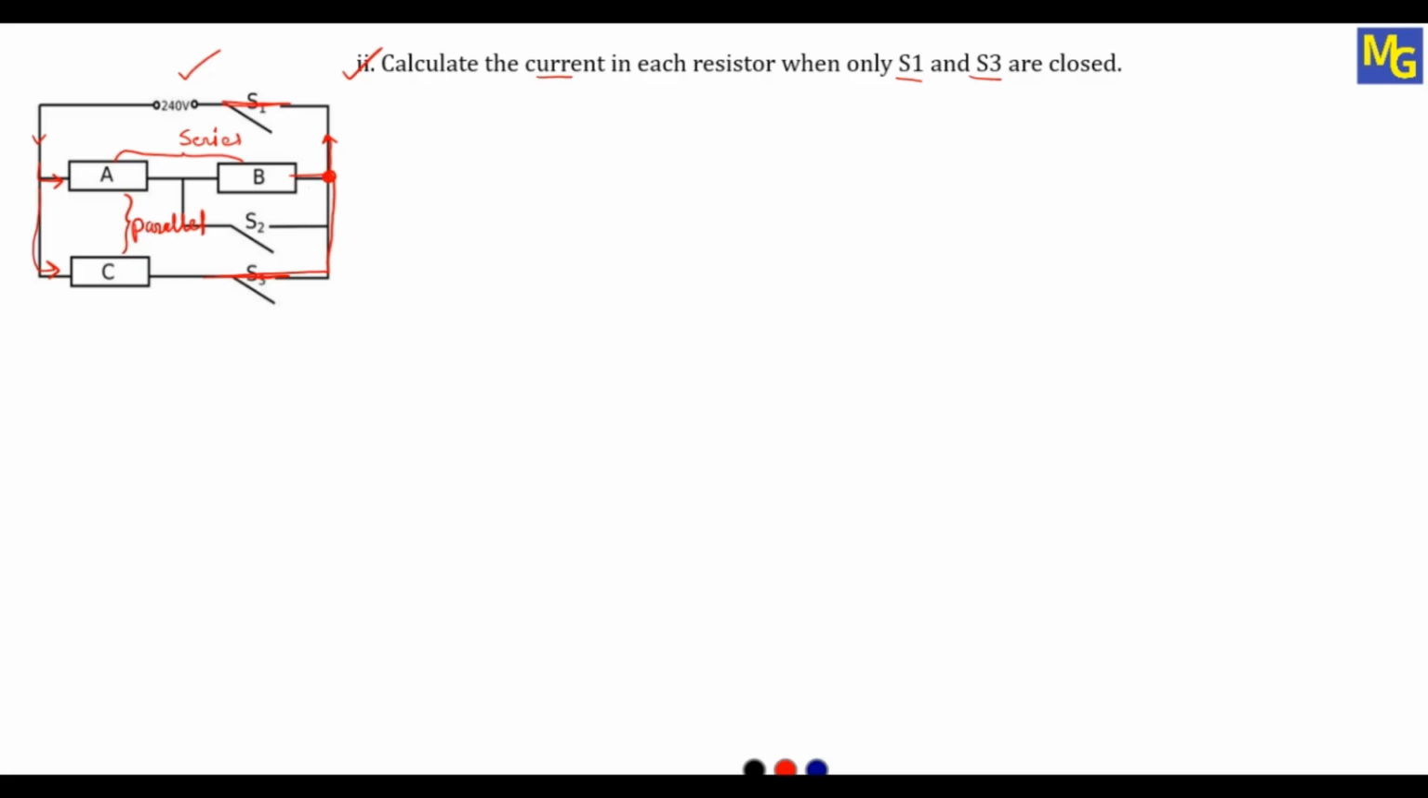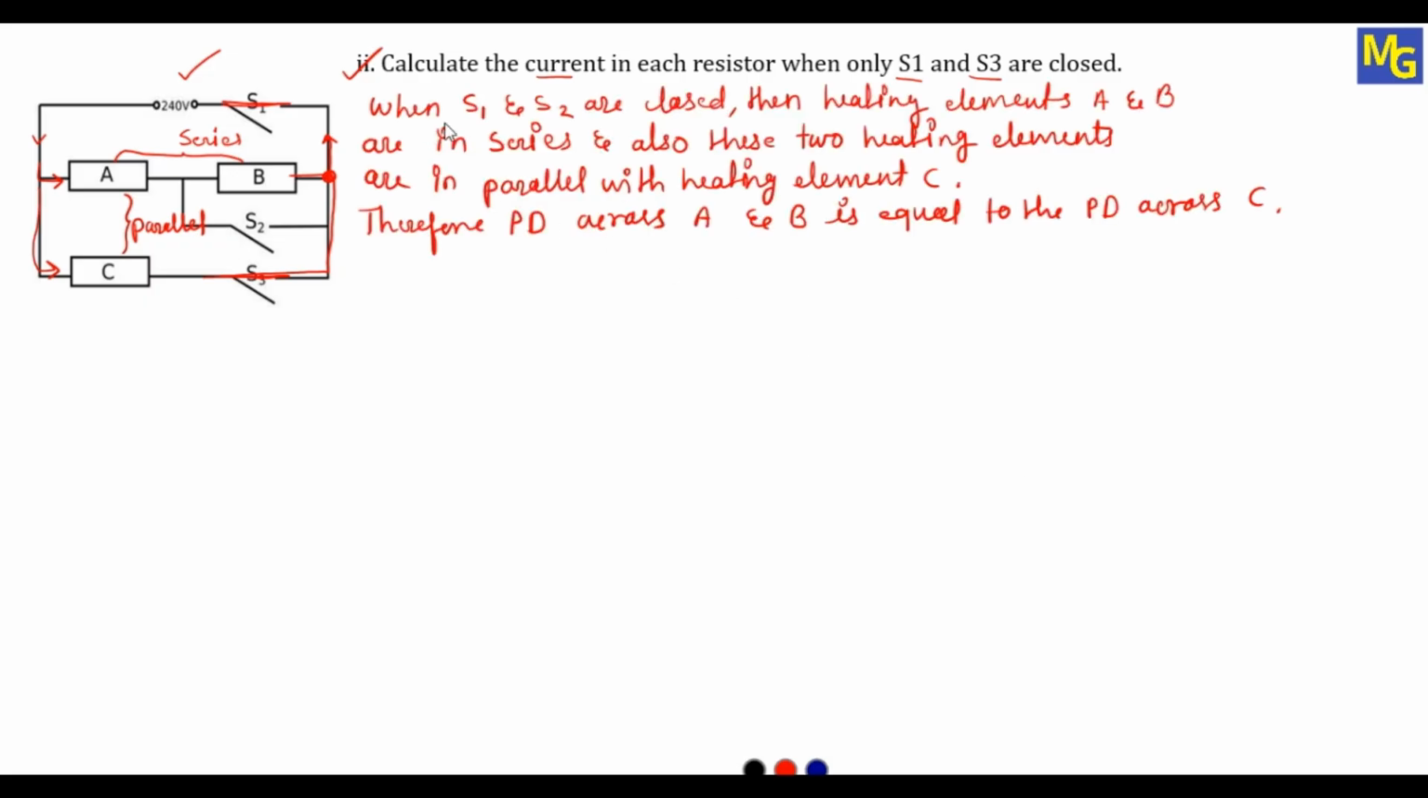So I wrote here, when S1 and S2 are closed, then heating elements A and B, these both are in series, and they are in parallel with heating element C. Therefore, the potential difference across A and B is equal to the potential difference across C. Therefore, now we can write what all is given. So given, we have potential difference which is the same, that is 240 volt, I'll write it, and the resistance is the same in all. So what I can write? RA, resistance in A heating element, RB, resistance in B heating element, and resistance in C heating element, it is equal, and we have found it out, it is 48 ohm. So I wrote this all.